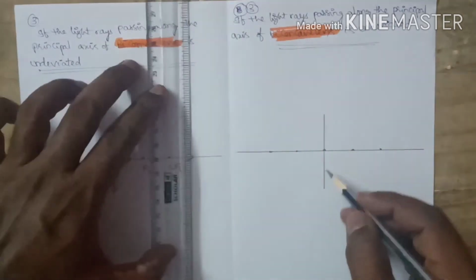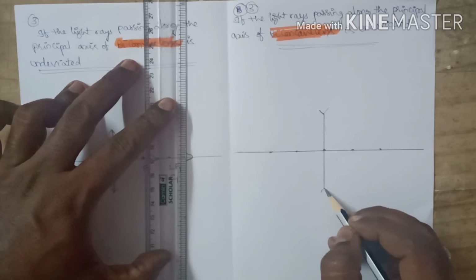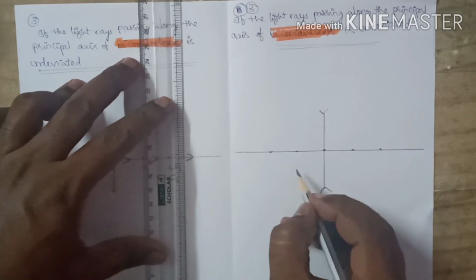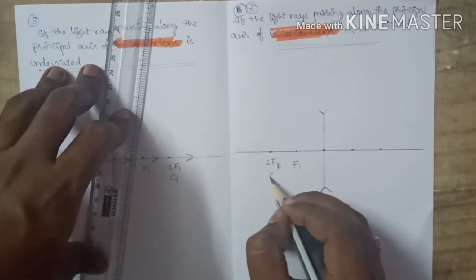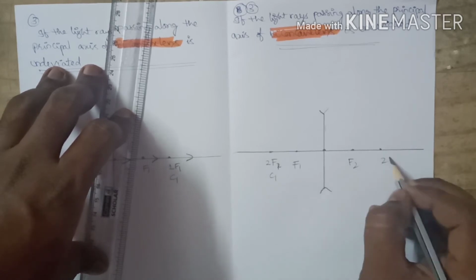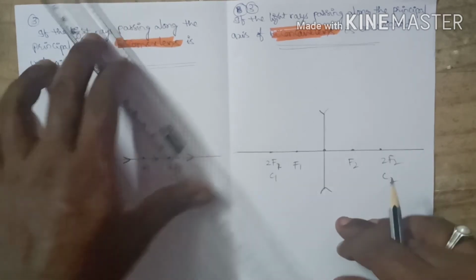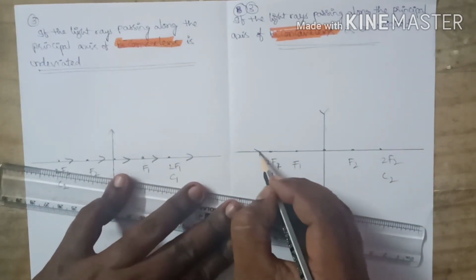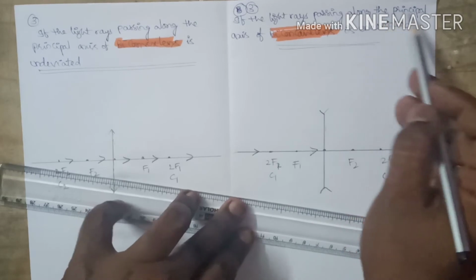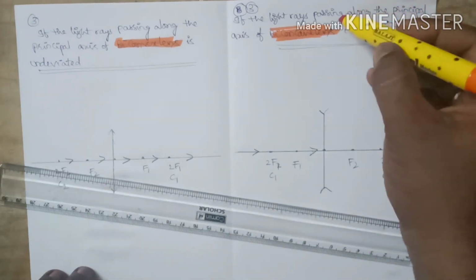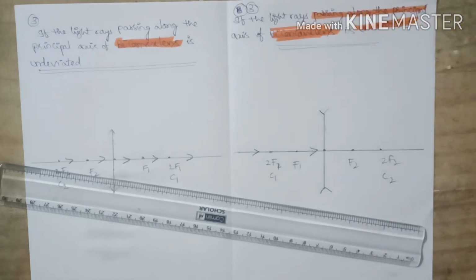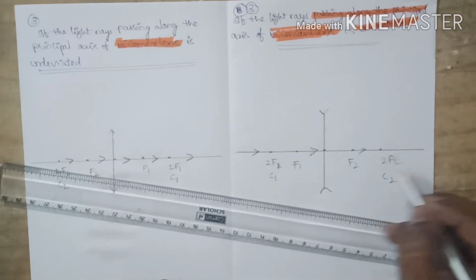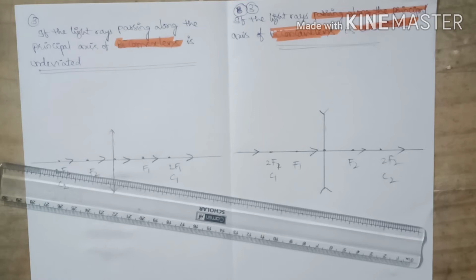At the center, we should draw the biconcave lens. This is the representation of a biconcave lens. Focus 1, focus 2. This is the center of curvature 1. F2, 2F2. This is the center of curvature 2. Now, in this case also, if the light ray travels along the principal axis, if the light ray passes through the principal axis, it is undeviated. Here also, the light ray does not deviate from its path.